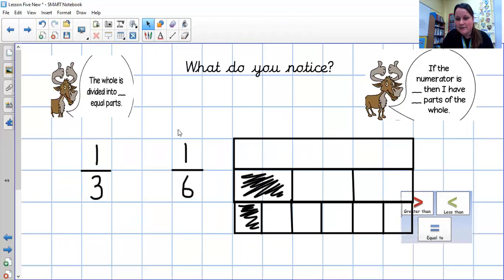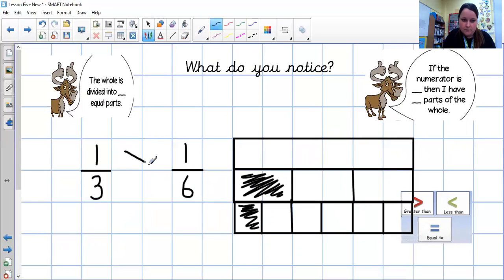Okay, looking at those two fractions in that bar model, which fraction is greater, 1/6 or 1/3? Hopefully you've realized that 1/3 is greater because my whole is split into less equal parts. So each part is bigger, so I've got more of my whole. So I need to show that 1/3 is greater than 1/6. So I'm going to draw my comparing symbol to show that. So 1/3 is greater than 1/6. 1/6 is less than 1/3.